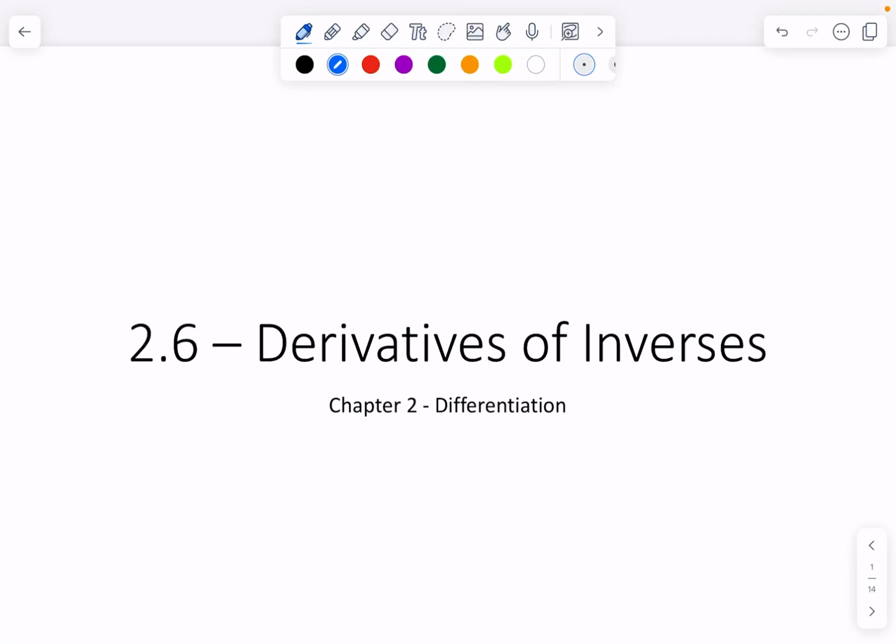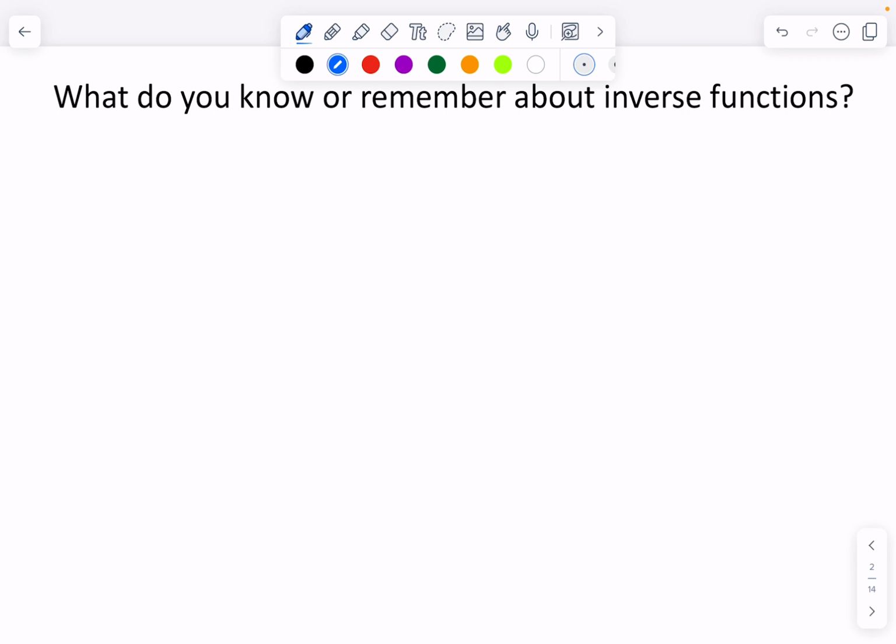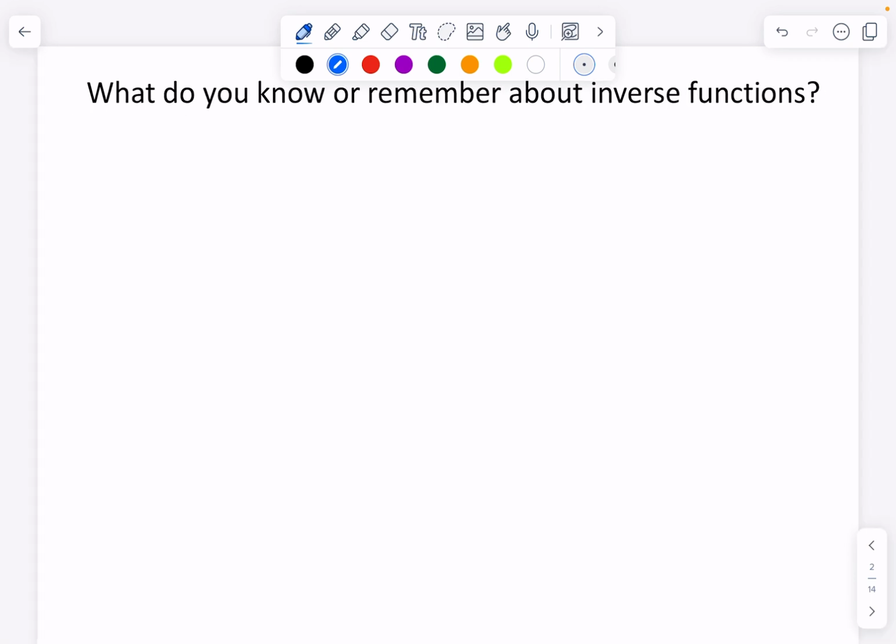Today we're going to be talking about the derivatives of inverses. So the first thing is I want to know, what do you remember about inverse functions?